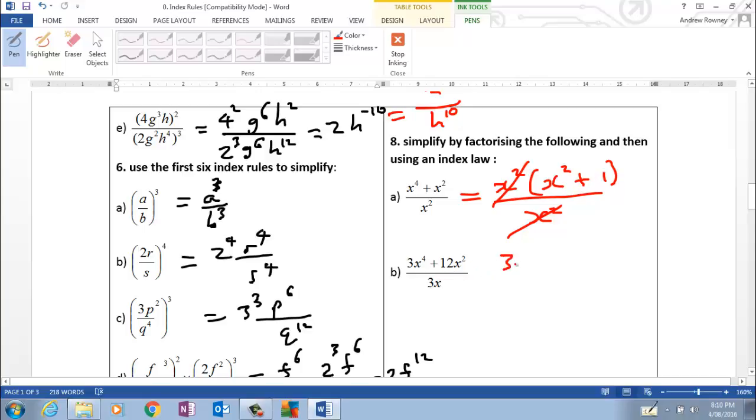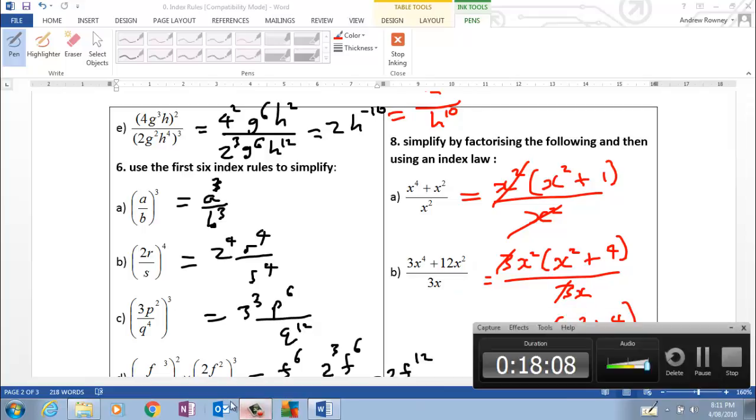Likewise, this one we could take out a common factor of 3x squared, and you're left with x squared plus 4 all over 3x, and we could divide the 3's out, and using indices rules, x squared divided by x, 2 take 1 is 1, so it's really x to the 1. So it's x times x squared plus 4. So that's how indices can come in useful when we're trying to factorise and simplify algebraic expressions like this. Okay, it's quite involved. The more practice you do at those, the better you'll get.